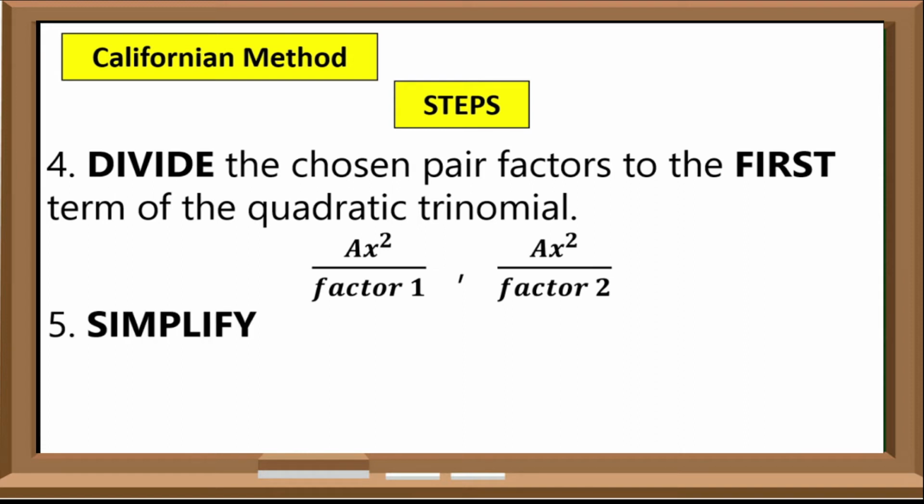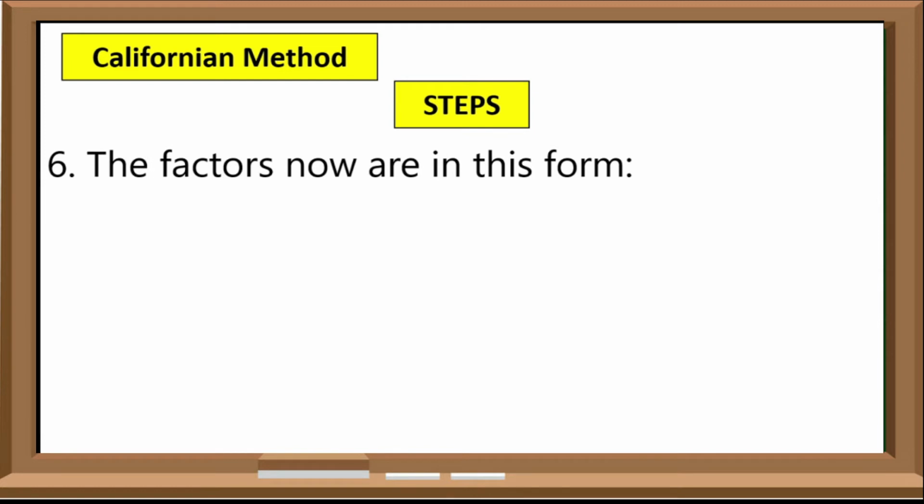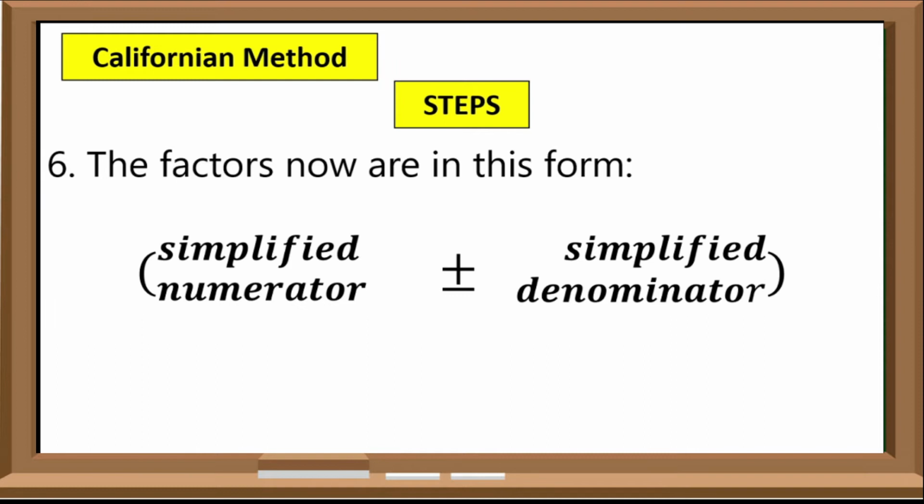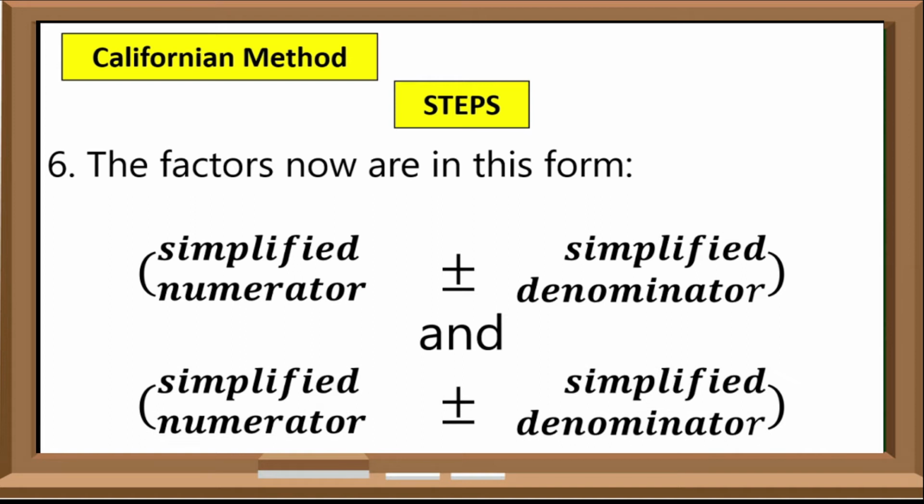Fifth, simplify. Lastly, the factors of the quadratic trinomial have this form. The first factor would be the simplified numerator plus or minus the simplified denominator. And the second factor would be the simplified numerator plus or minus the simplified denominator. Now let us have an example.